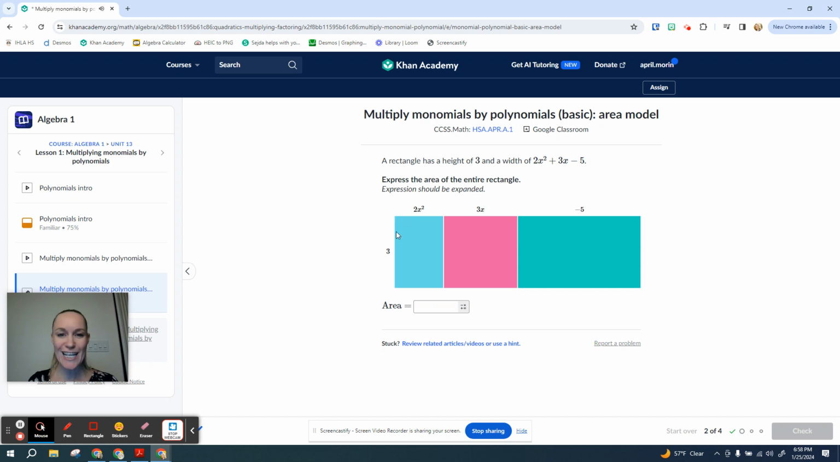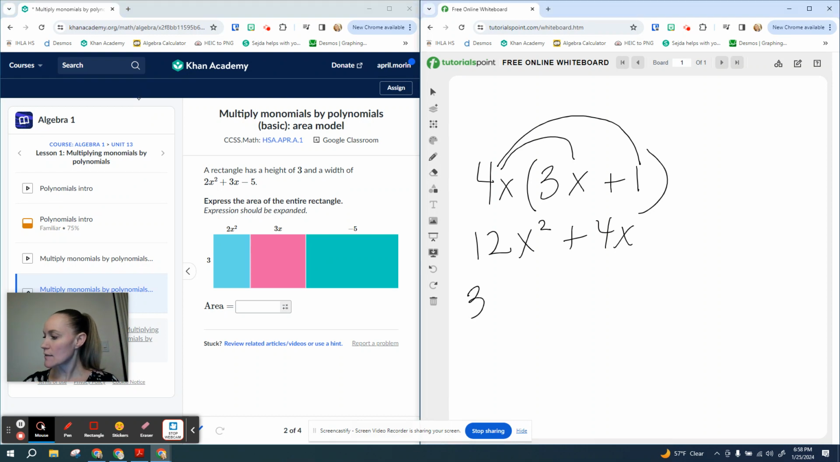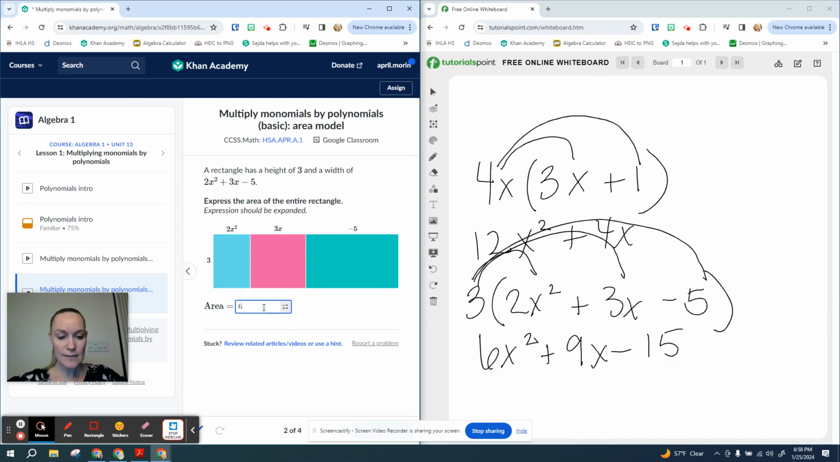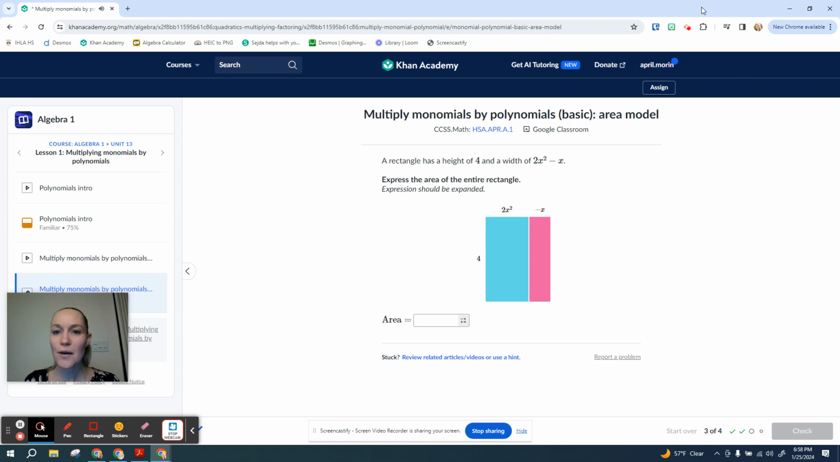Okay, a rectangle has a height of 3 and a width of 2x squared plus 3x minus 5. And then we want the area again. Pretty similar. We're just going to take 3 and multiply it by 2x squared plus 3x minus 5. So we're just going to distribute this to each term. 3 times 2 is 6, so we have 6x squared. 3 times 3 is 9, plus 9x. And 3 times negative 5 is negative 15. And that is my answer. So I have 6x squared plus 9x minus 15. Okay, let's see if we are right. There we go.